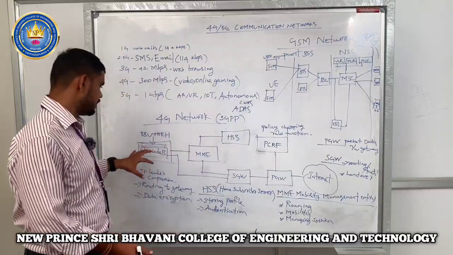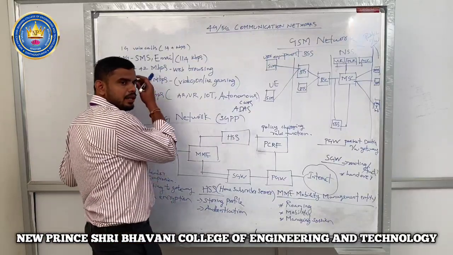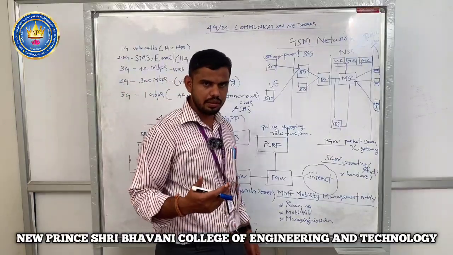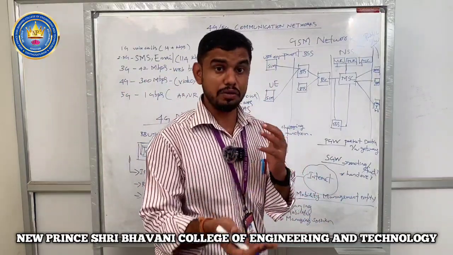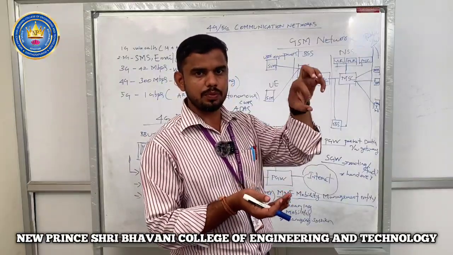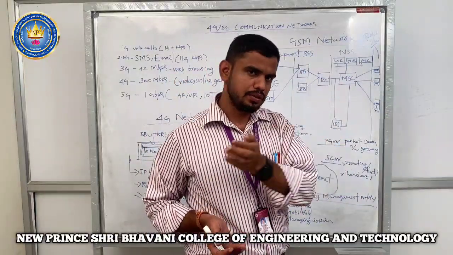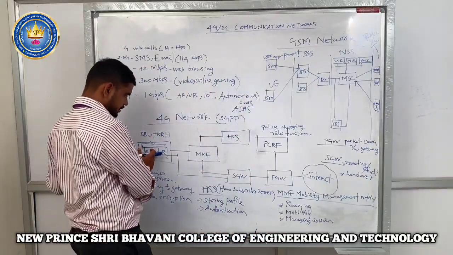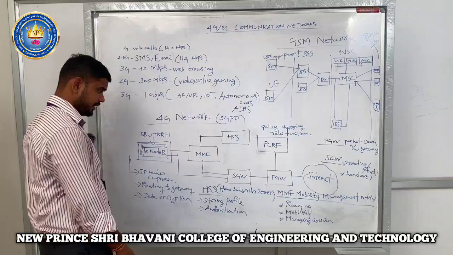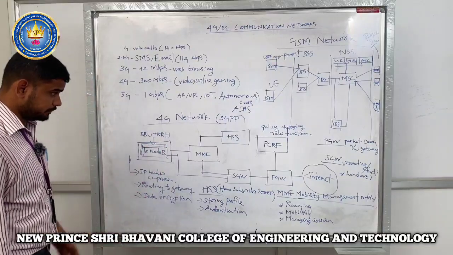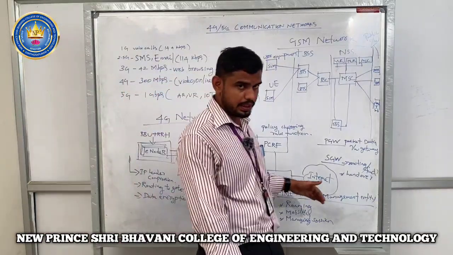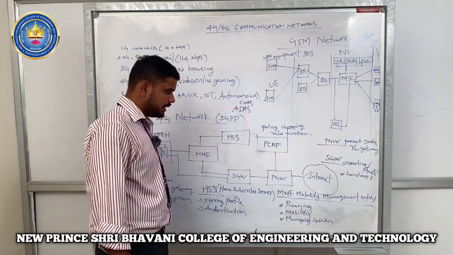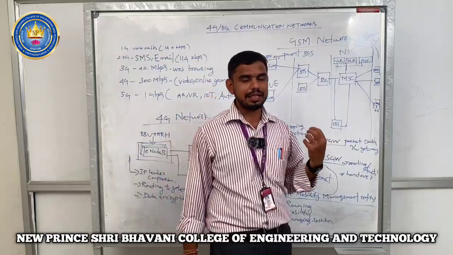Okay. So E node B is responsible for the allocation of radio resources to the users. From the E node B, the communication goes to the MME. MME is nothing but the mobility management entity. What is the main work of the mobility management entity? It will take care of the roaming.